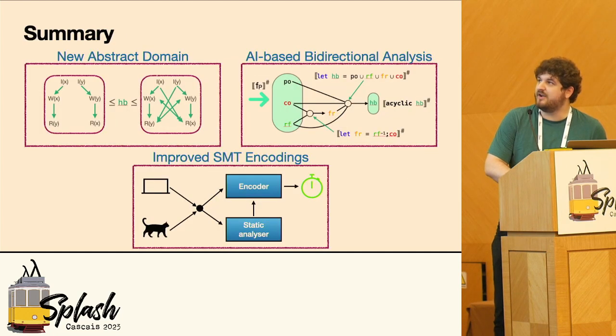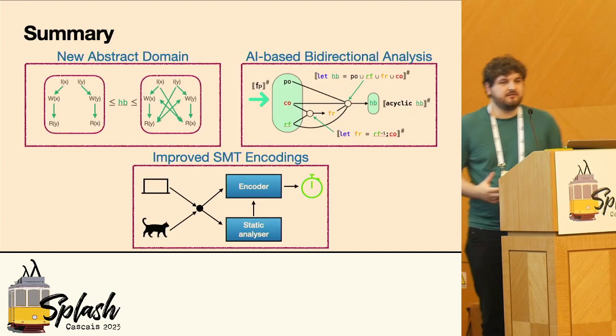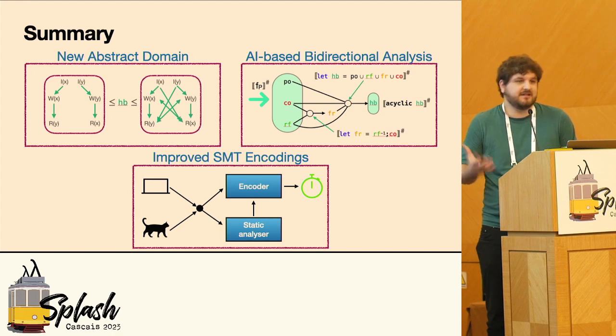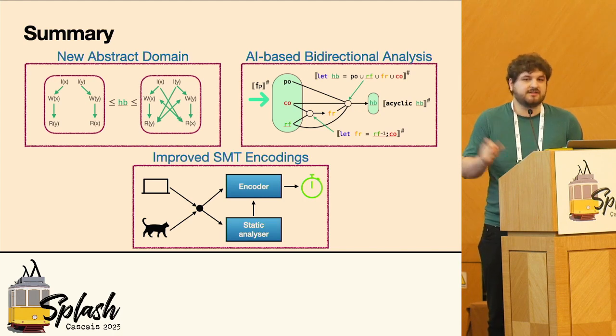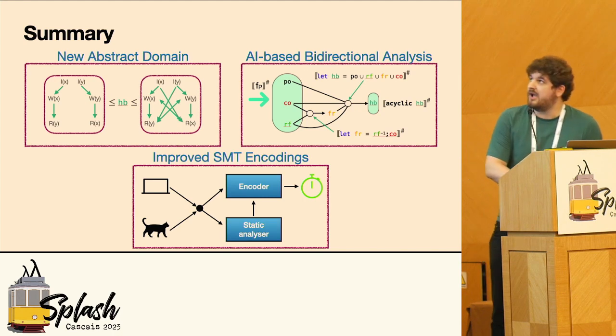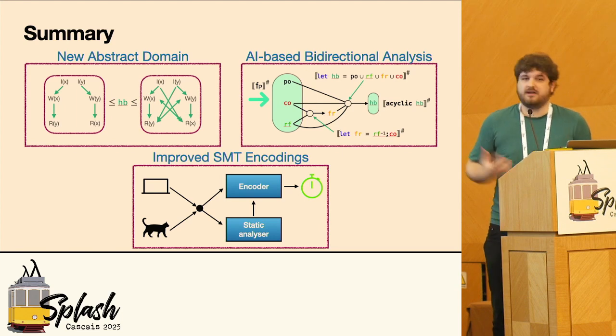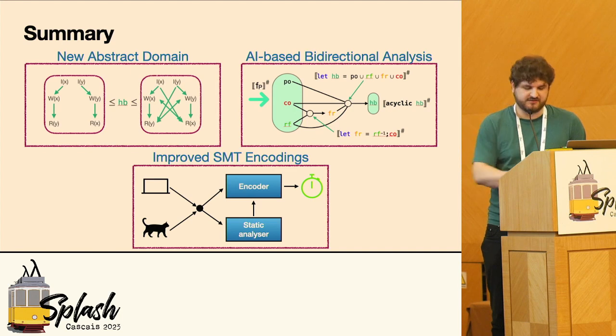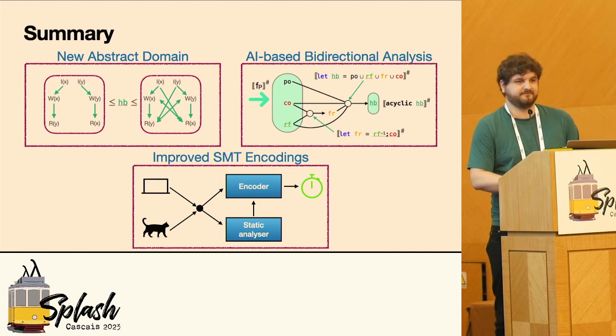Okay, to summarize, we give a new abstract domain for relations. It's admittedly an easy domain, but with a little twist on the lower bounds. And we give an abstract interpretation based bidirectional analysis in the sense that it propagates information upwards and downwards. And we show how to use it to improve the SMT encodings. Thank you.